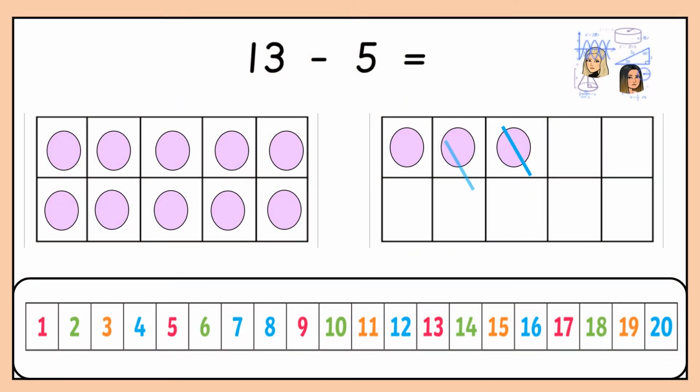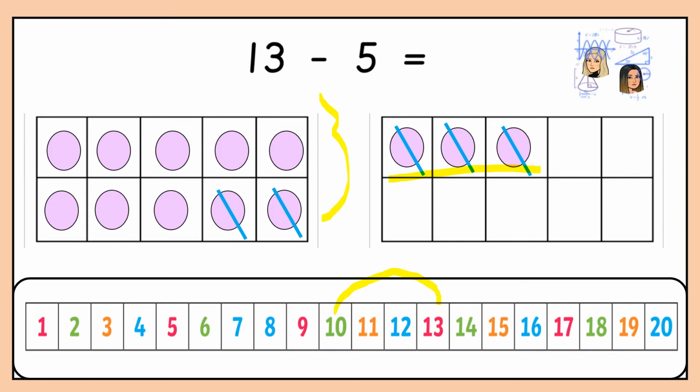I have 13, I'm taking away 5. So let's have a look. I'm going to start off with 13 and I'm going to take away these 3. So I start at 13, I'm not going to count back by ones, I'm going to take away 3 and I know that I'm left with 10. What do I have to do now? I've taken away 3, but I needed to take away 5.